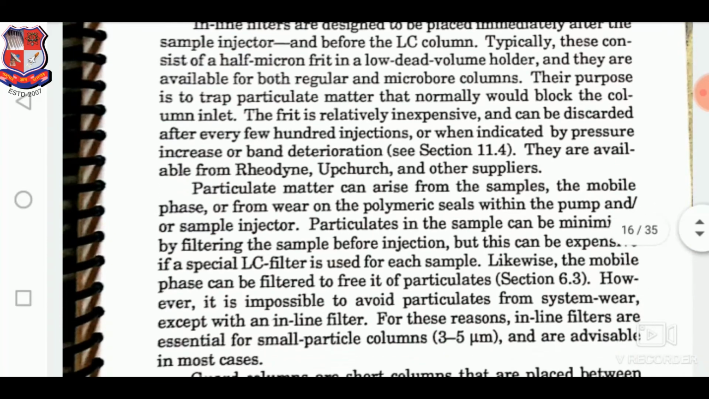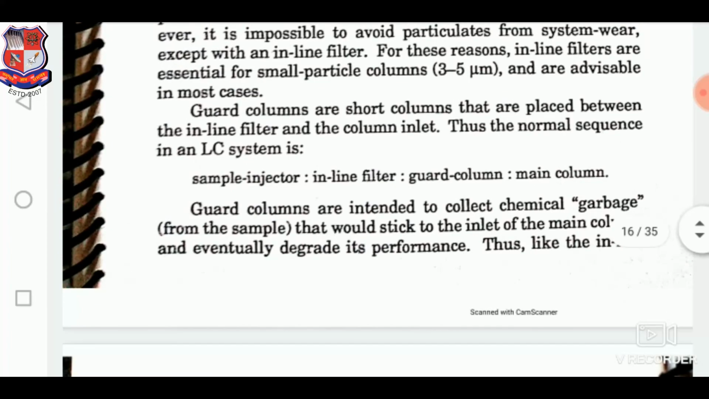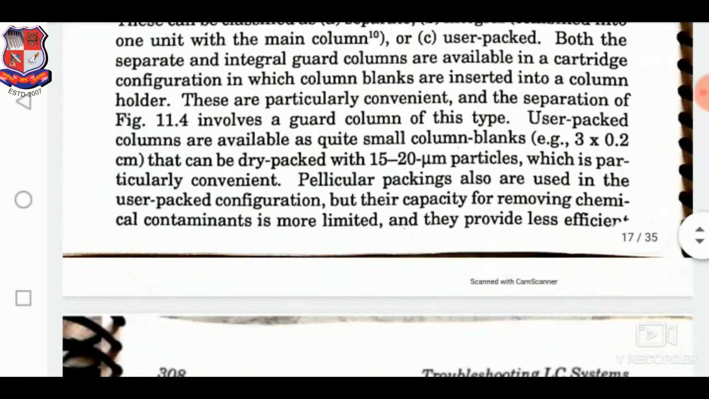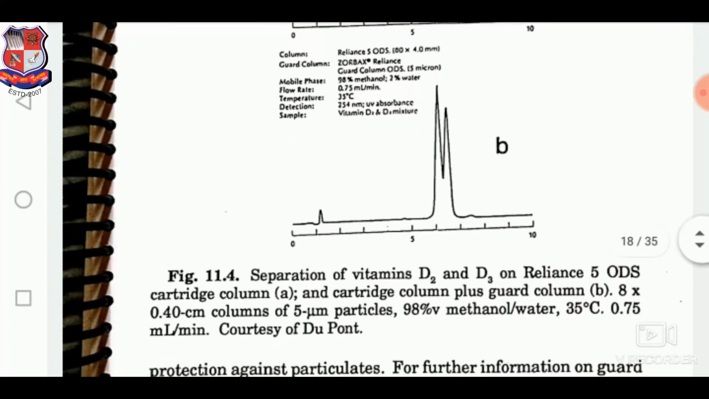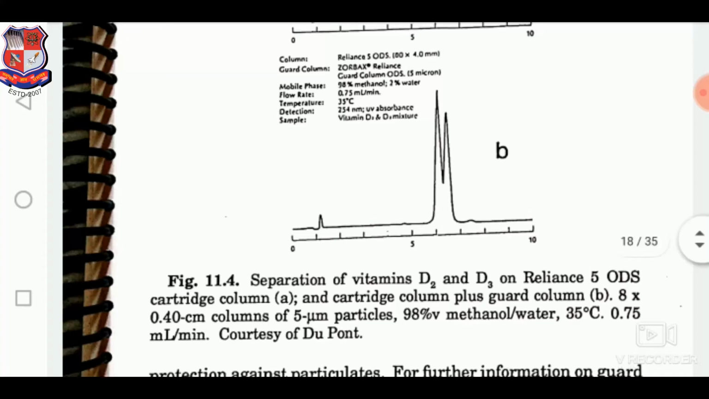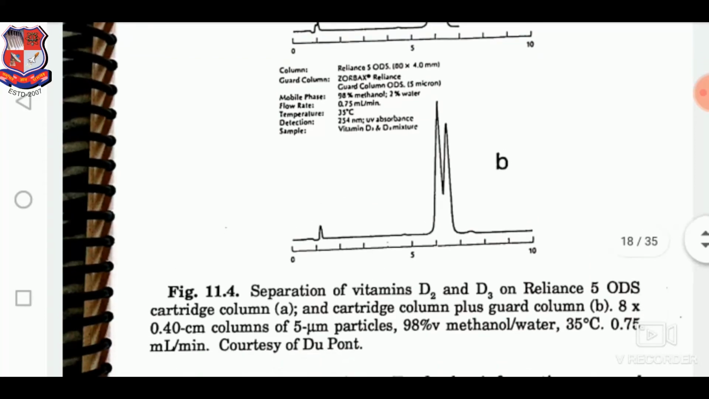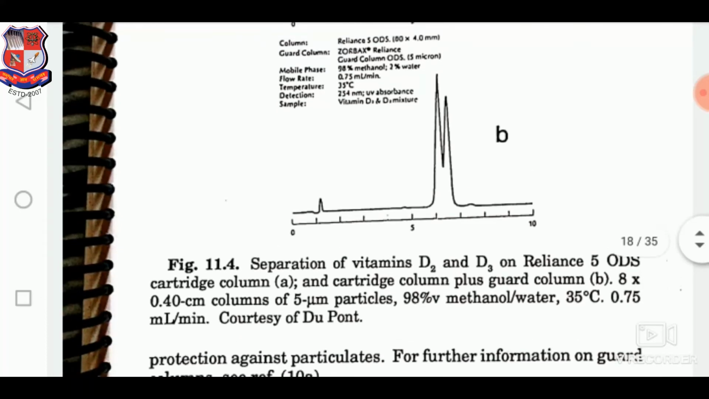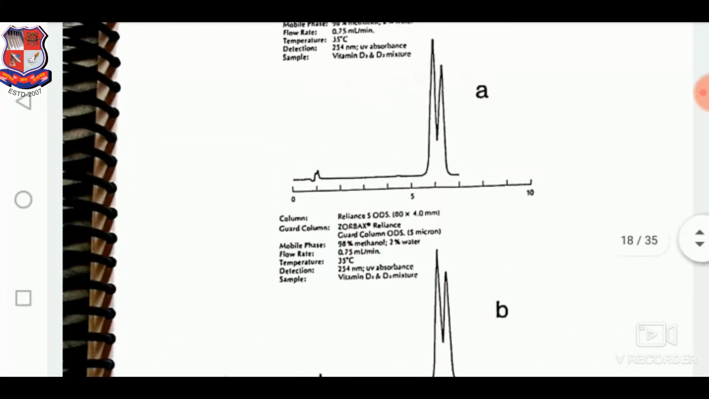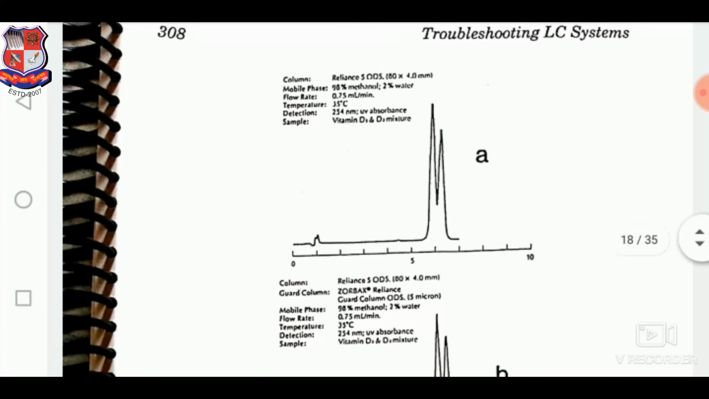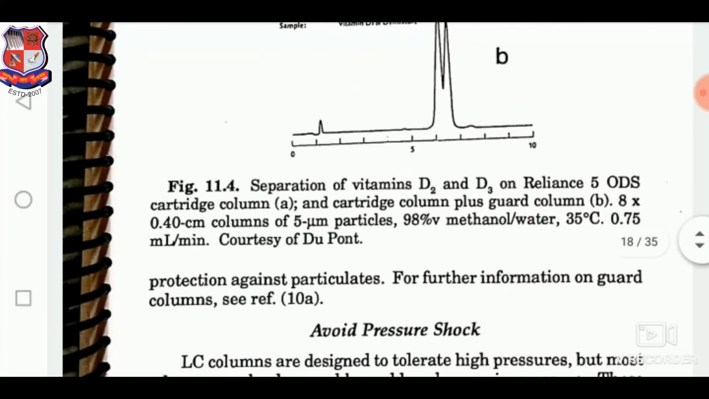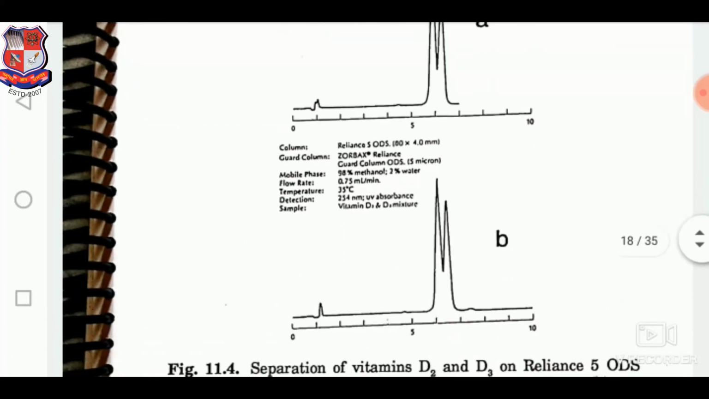Inline filters and guard columns. This is the text for that, which we can read about. This is another figure: separation of vitamin D2 and D3 on a Reliance 5 ODS cartridge column. A represents that column plus guard column, and B represents a different composition of mobile phase. Now you can see the difference in that chromatogram.